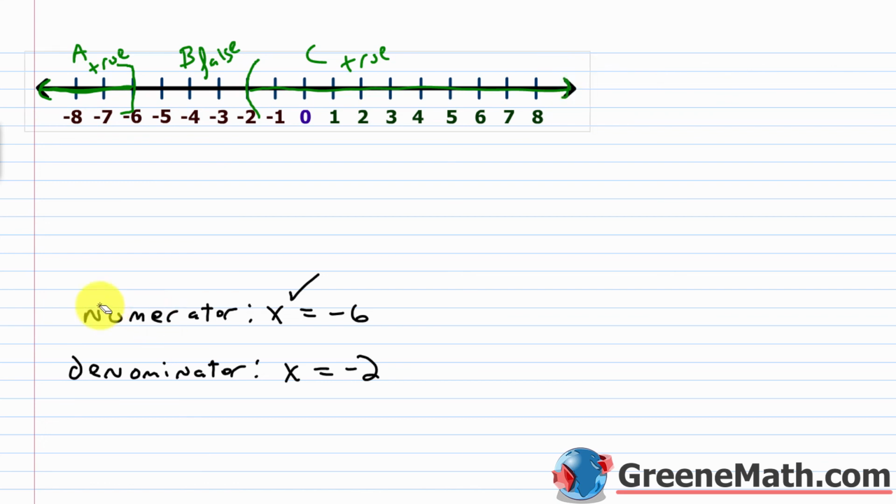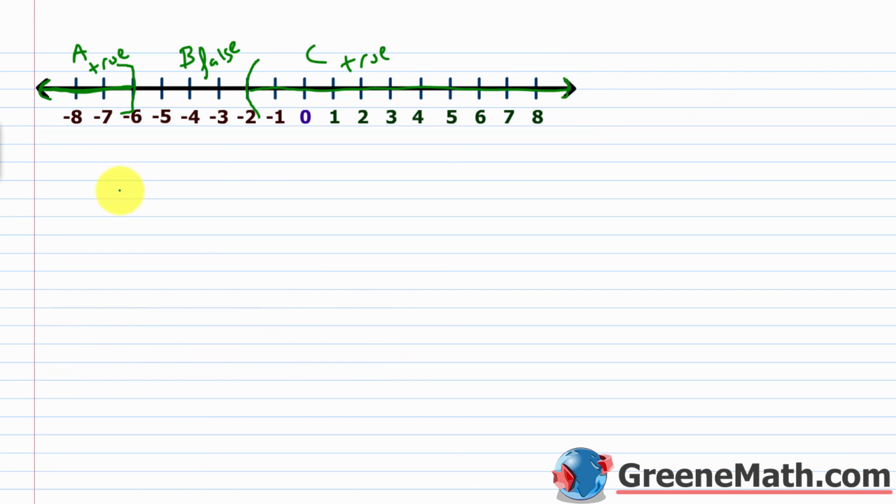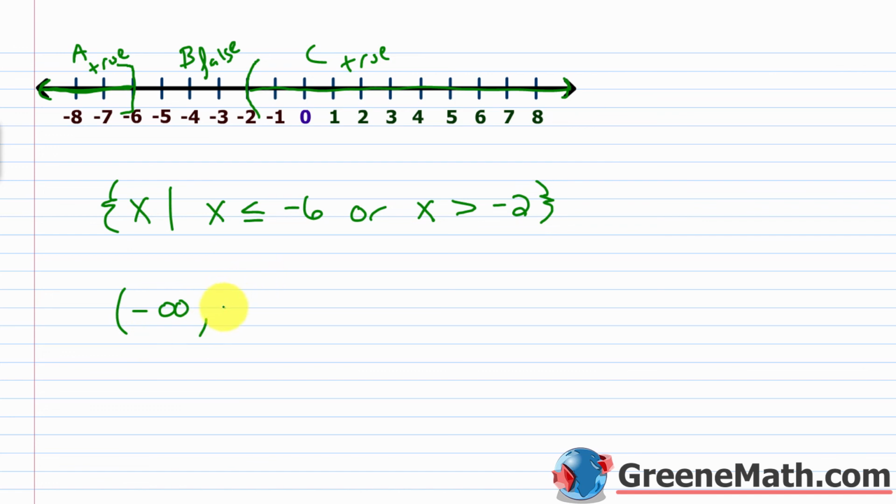Let's erase this. In solution set notation, we'll say the set of all x such that x is less than or equal to -6, or x is greater than -2. And then in interval notation, coming from -infinity up to and including -6, so you get a bracket there, and then the union with, we'll have a parenthesis here because -2 is not included, out to +infinity.